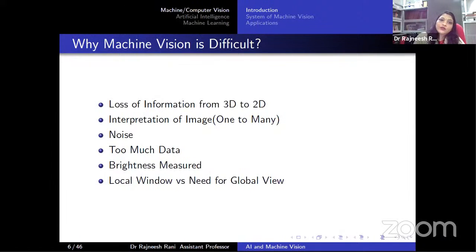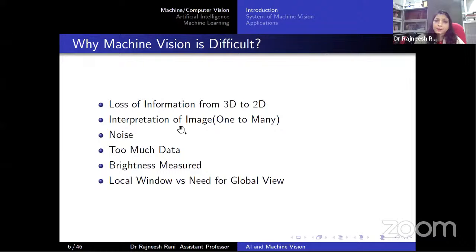First is loss of information from 3D to 2D. Whenever a human person sees the real world, it is three-dimensional. And when we feed the same pictures into the system, that 3D is converted to two-dimensional. Whenever we take a picture, it is stored in the form of two dimensions, so a lot of information is lost. That is why it is difficult for a computer to understand that image.